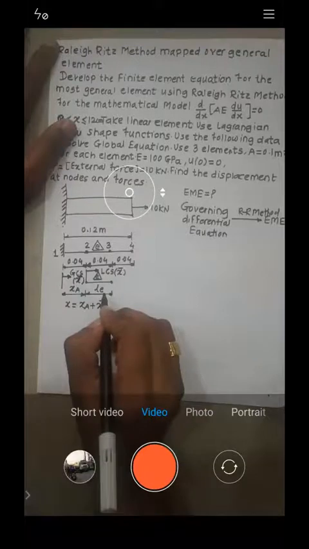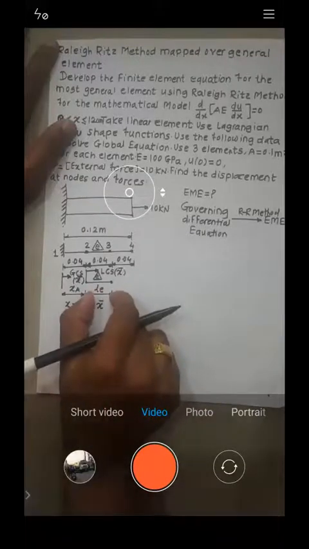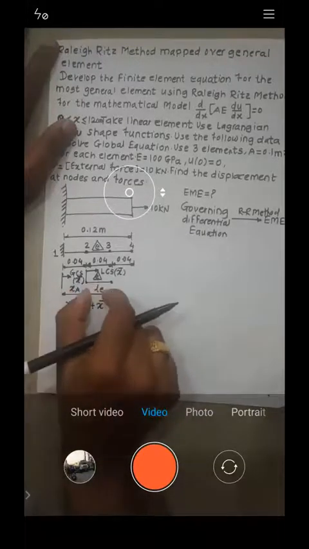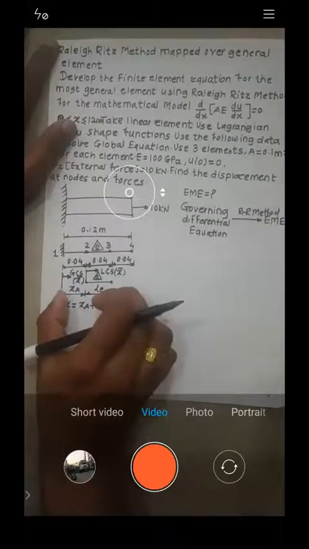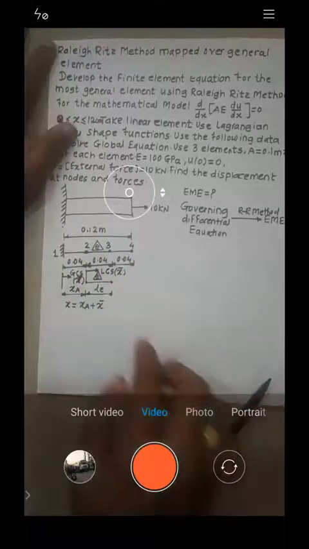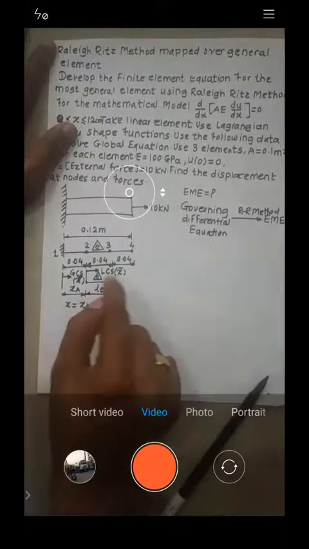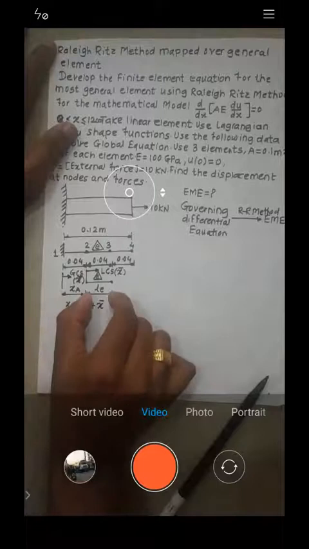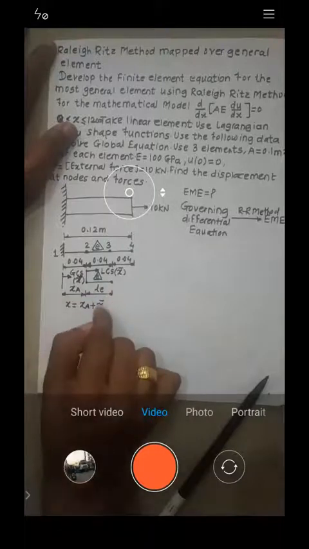Is it okay? See, this is X bar, this is X bar, and this is XA. So this is XA plus X bar. It will give you the total, that is the global system. If I ask you what is the global position, you need to add XA and X bar. So XA plus X bar will give you X. That is the global.